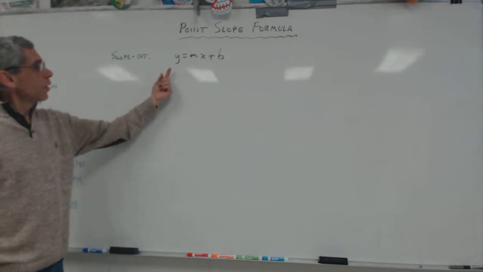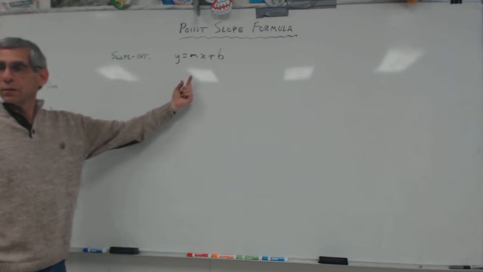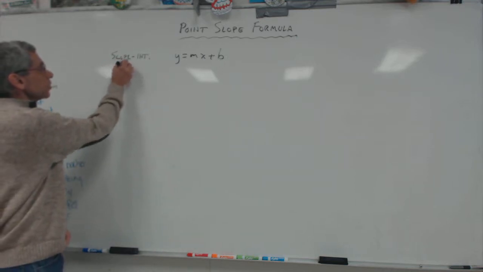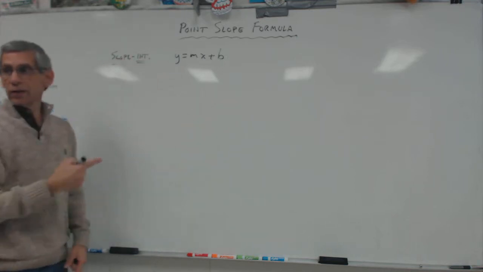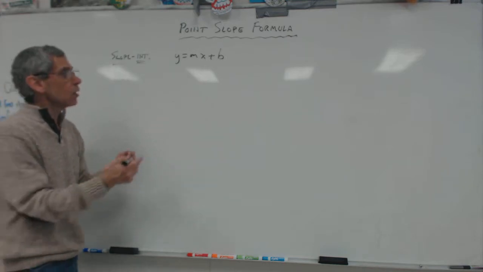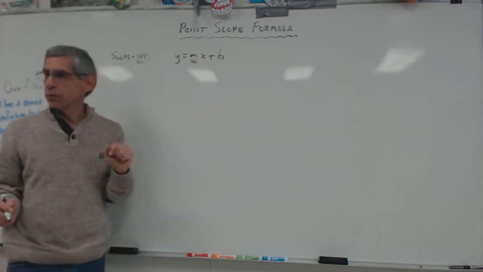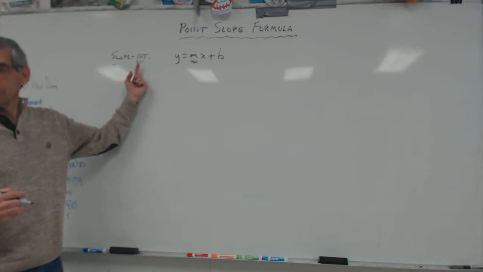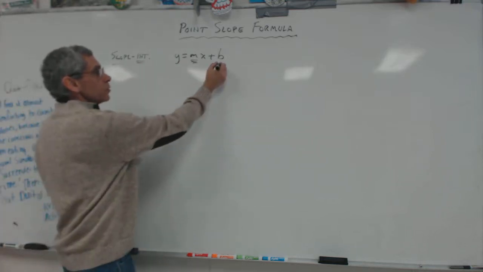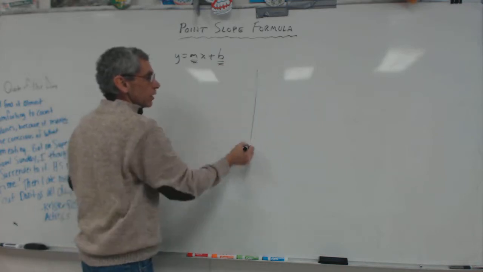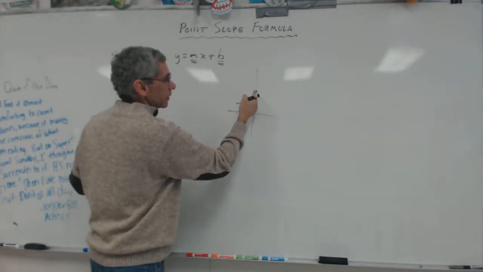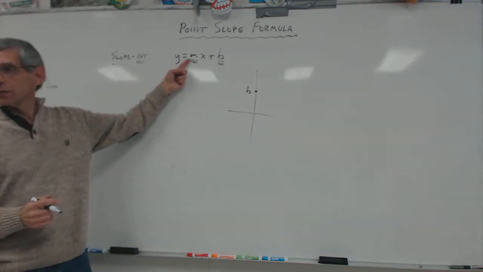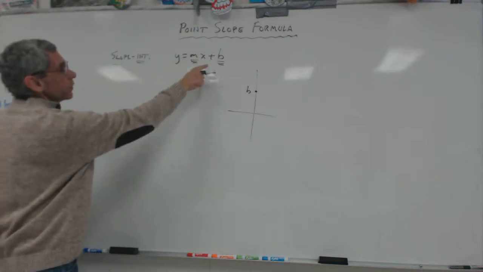Okay, slope intercept. Y equals mx plus b. Why do they call this slope intercept? Because there's a slope and there's an intercept in that equation. What's the slope? M. Where's the y-intercept? It's b. That's where you plot it on the y-axis, and then you'd use your slope, rise over run, right? That's why it's called slope intercept.